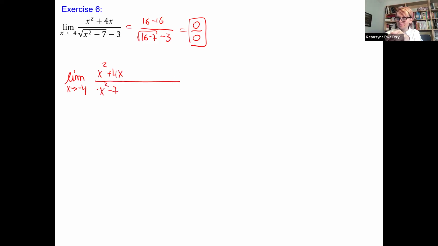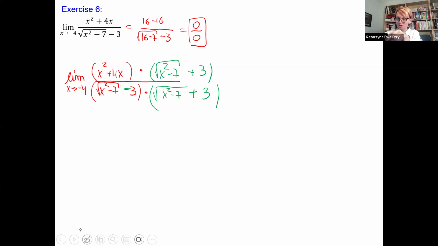We will do it. We will multiply by the conjugate of the square root. That means I will copy this square root and 3, and I will put plus. This was minus, and this is plus, and the same on the top. And we're gonna distribute the conjugate expression.